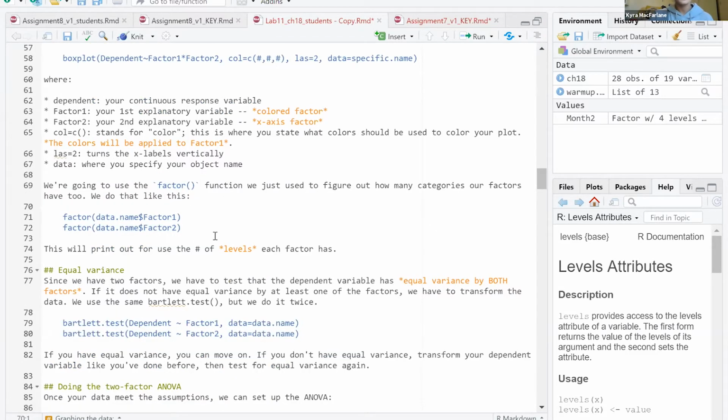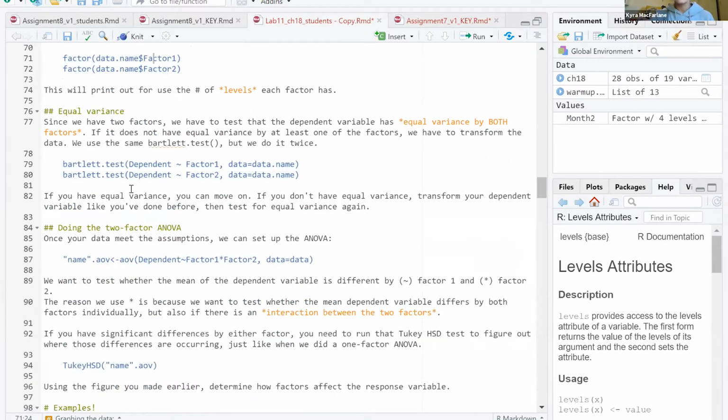And we're going to be using that factor function, like I showed you in the warm-up, to see how many categories our factors have. So that's another use of this factor function. If you do factor, data name, $, and then factor 1 or factor 2, the columns that you're looking at, it will tell you how many levels there are, how many different categories or groups there are per factor.